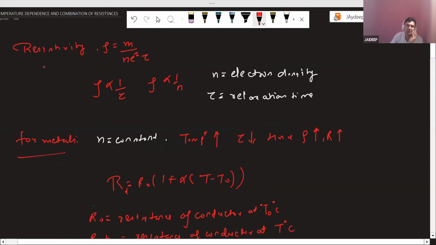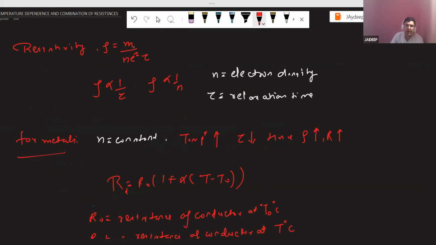Now, resistivity in terms of relaxation time: as I told you, resistivity equals m over n e square tau. Tau is the relaxation time, n is the electron density, the number of electrons per unit volume. Let the mass of the conductor be constant. So resistivity is inversely proportional to the relaxation time and inversely proportional to the electron density. For metals, the electron density remains constant. So if we raise the temperature, the relaxation time decreases because of the vibration, the time between successive collisions decreases, and the resistivity increases, so the resistance also increases.